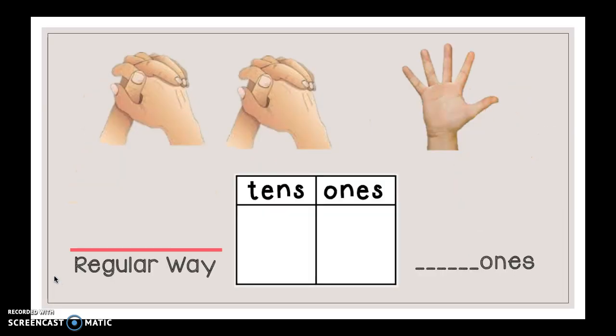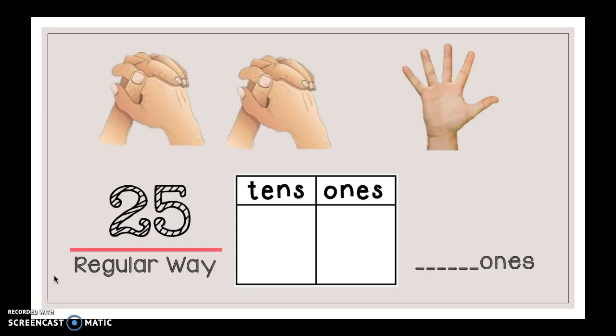Now, our goal today said that we're going to be able to describe numbers in tens and ones and also just as ones. So first I'm going to start with what we already knew, the regular way. This number is 25. No matter how I figure it out, that's what the number is. I can count it by tens, I can count it by ones, it doesn't really matter.